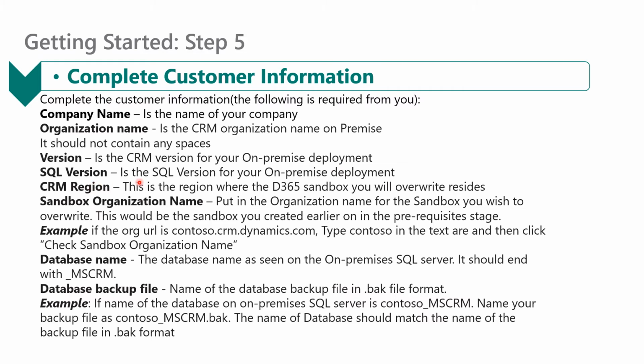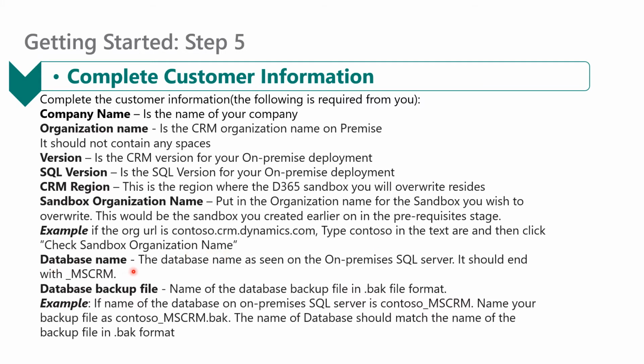The SQL version, which is the SQL version for your on-premise deployment. The CRM region, which is the region where the D365 sandbox you will overwrite resides. The sandbox organization name, which is the organization name for the sandbox you wish to overwrite. This would be the sandbox you created earlier on in the prerequisite stage. For example, if the org URL is contoso.crm.dynamics.com, type Contoso in the text area and then click Check Sandbox Organization Name.